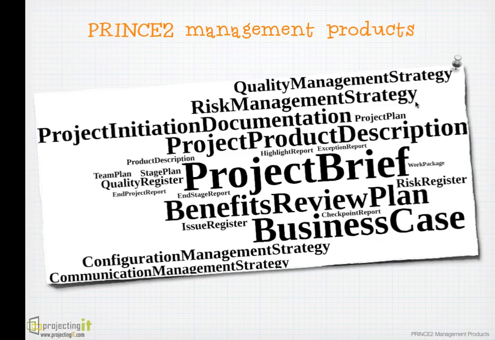About the Prince2 management products, there are a total of 26 management products recommended in the Prince2 manual. These are the outputs of processes. You can consider them as physical documents or as a set of information. It depends upon your project environment, based on which you can decide whether you need them to be documented or whether you want to share this information in other ways.